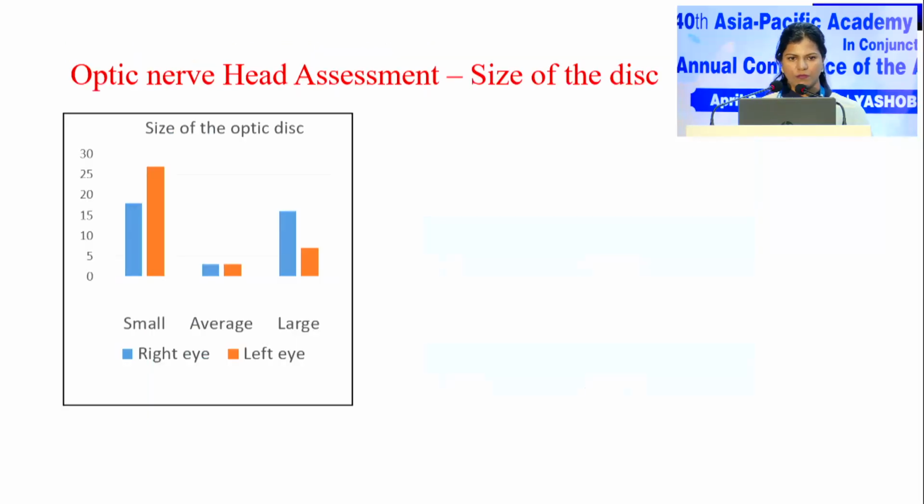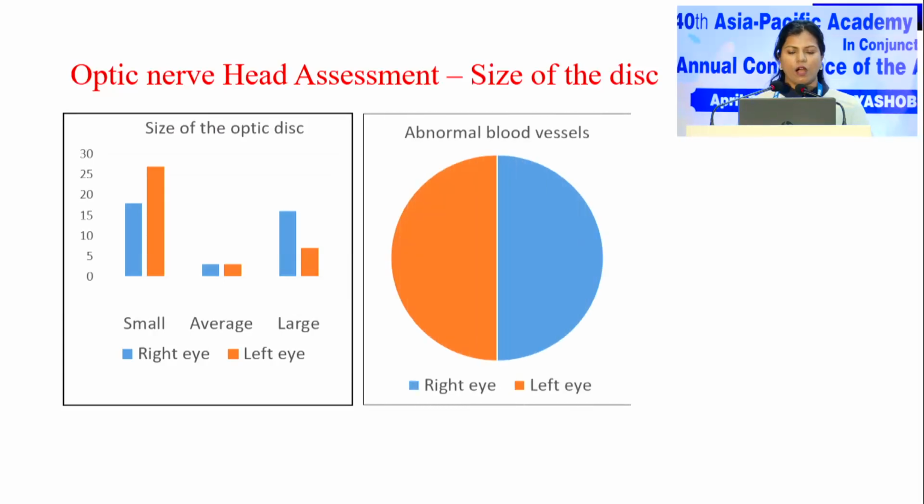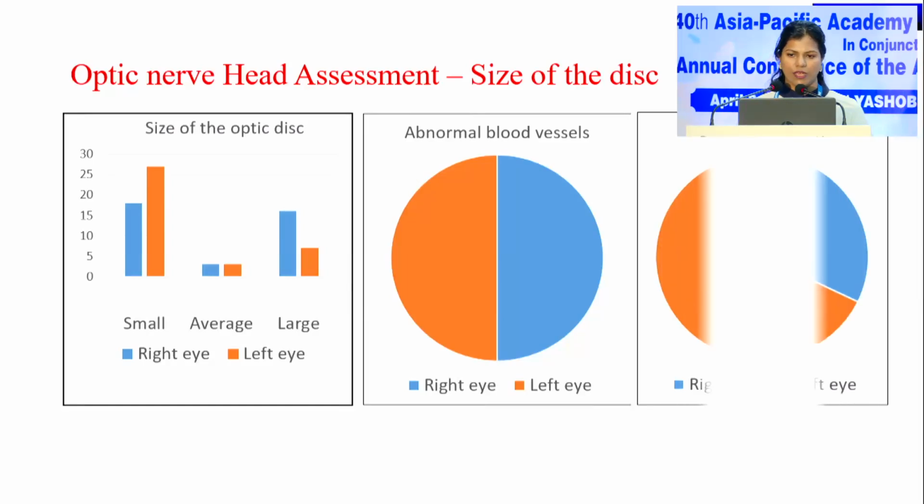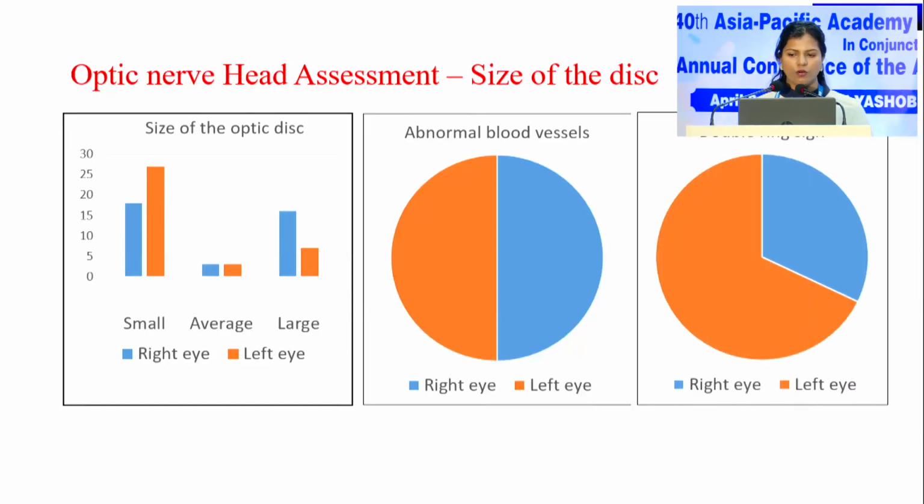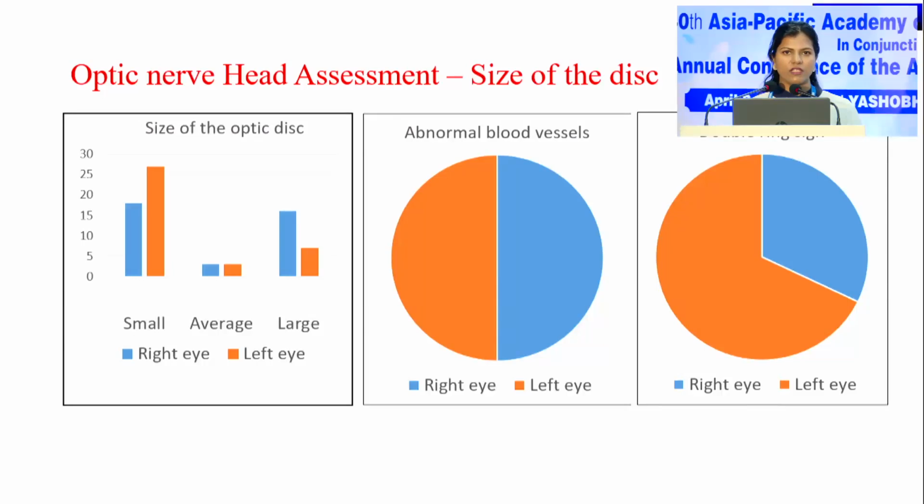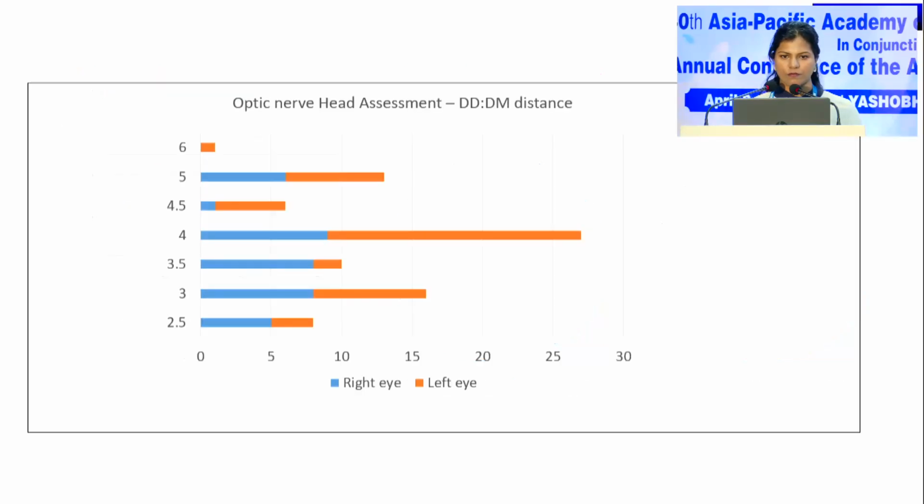When we did optic nerve assessment in terms of size, we noted that most of the patients had small disc size, and average and large disc size was noted in the unaffected eye of patients with unilateral optic nerve hypoplasia. Abnormal blood vessels like tortuosity and trifurcations of the blood vessels were noted in both eyes. Double ring sign was noted in most of the patients, and the left eye was more commonly involved, because in unilateral optic nerve hypoplasia we saw that the left eye was more commonly involved.